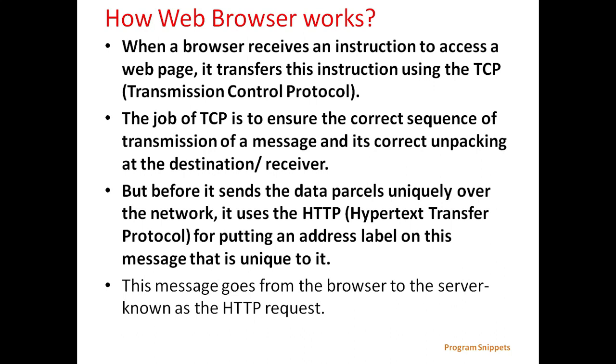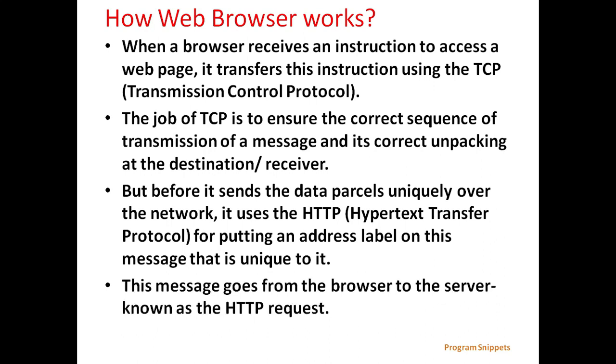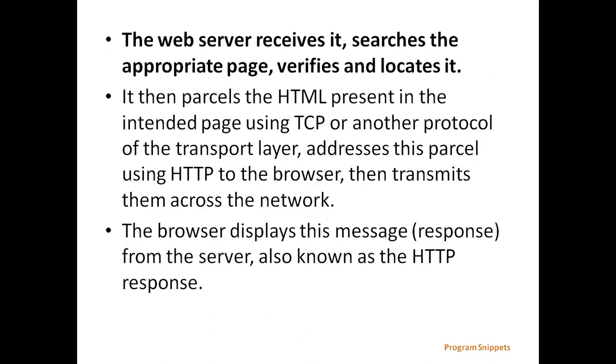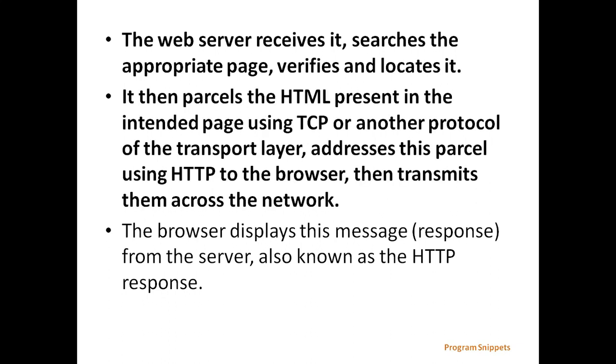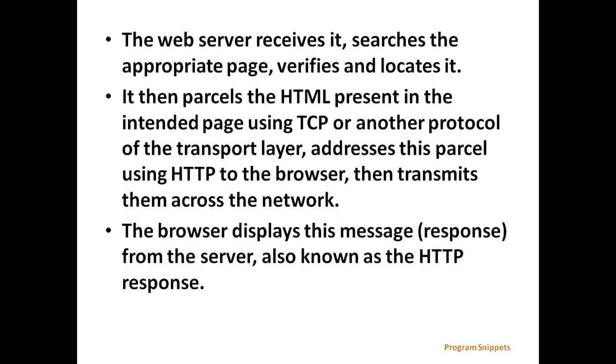But before it sends the data parcels uniquely over the network, it uses HTTP for putting an address label on this message that is unique to it. This message then goes from the browser to the server known as HTTP request. The web server receives it, searches the appropriate page, verifies it, and locates it. It then parcels the HTML present in the intended page using TCP or another protocol of the transport layer, which addresses this parcel using HTTP to the browser and then transmit them across the network. The browser displays this message, that is response, from the server, which is also known as HTTP response.